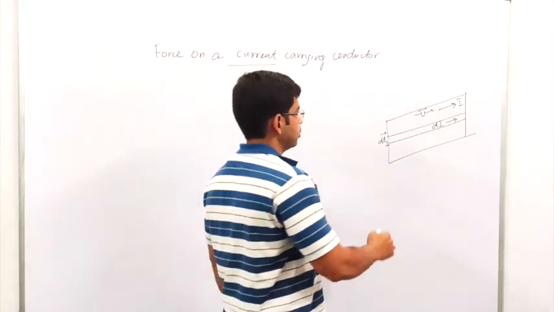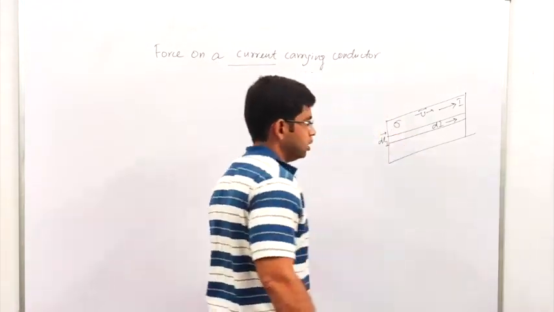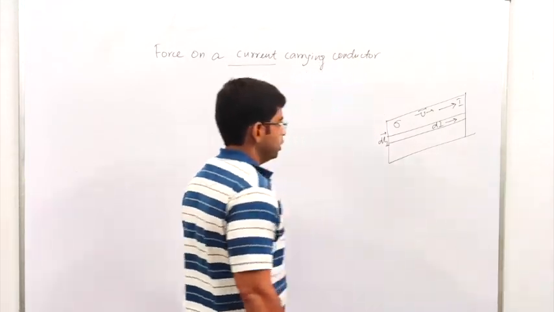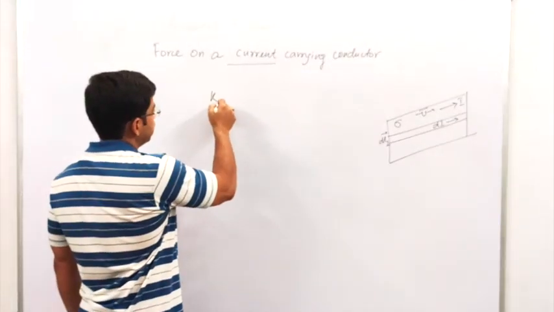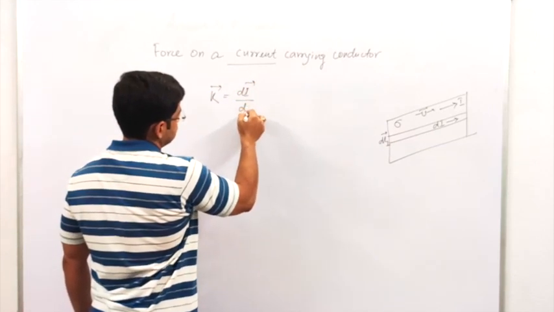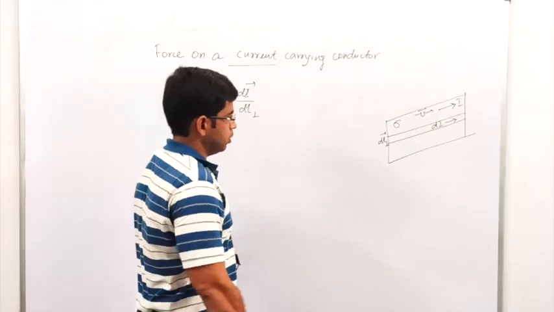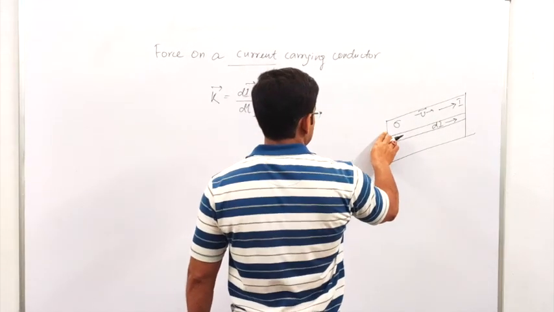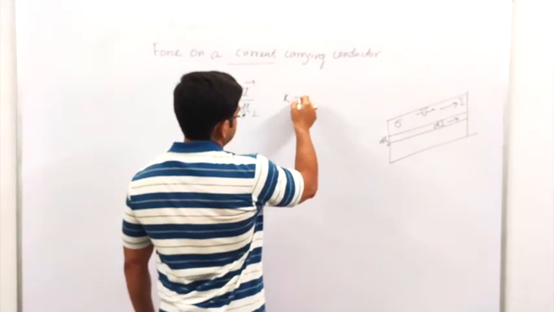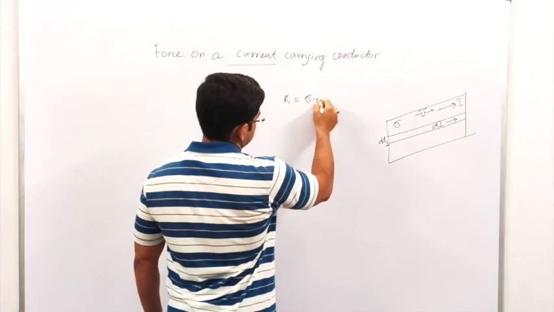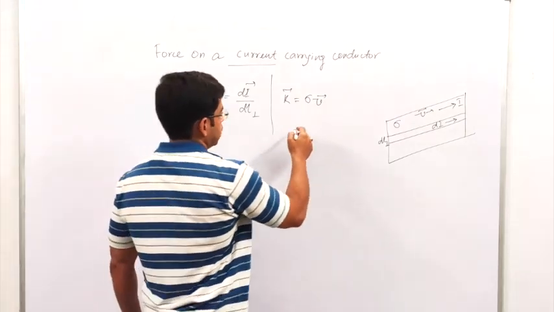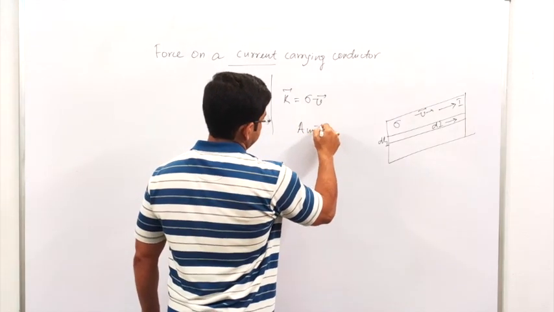Also, let us define two other quantities. Sigma is the charge per unit area at a certain instant. Then we can define a quantity K as dI by dl perpendicular. Also, K may be defined as sigma multiplied by v. You see, in both the cases, K has the unit ampere per meter.